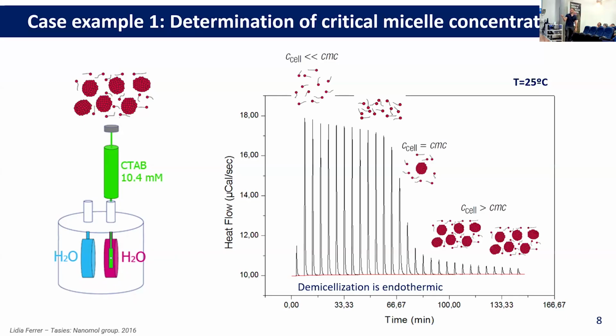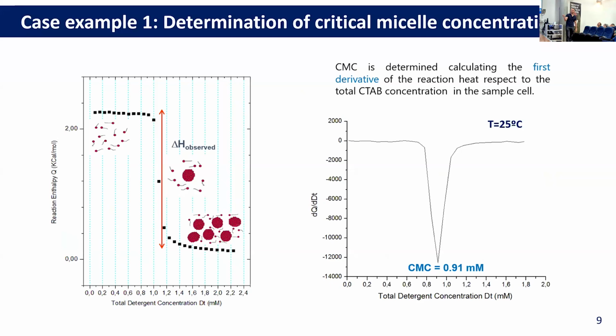And then we can take the first derivative of this graph in here, and we're going to have this. With the first derivative, we're going to be able to calculate the CMC for this system. Okay, so that's an application that we might have.